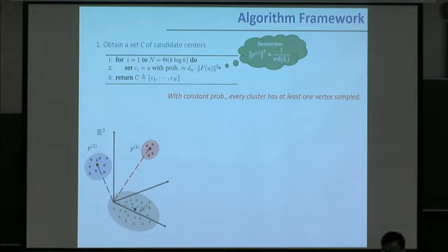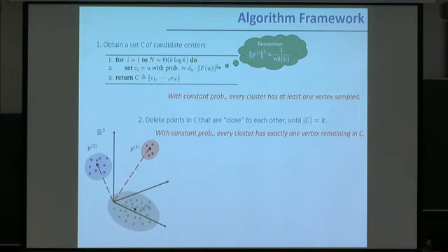So now by the standard coupon collector argument, we know that after we sample k log k vertices, with constant probability, every cluster has at least one vertex sampled. This step is very easy. So we need to partition the vertex set into k clusters. So now we have k log k vertices.